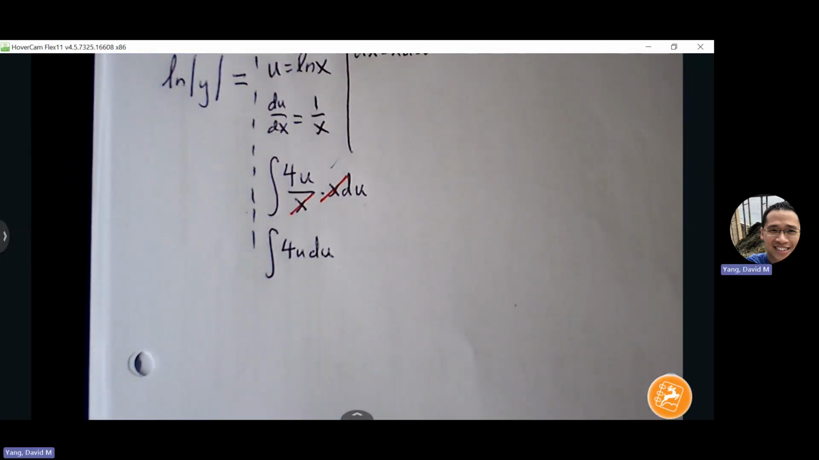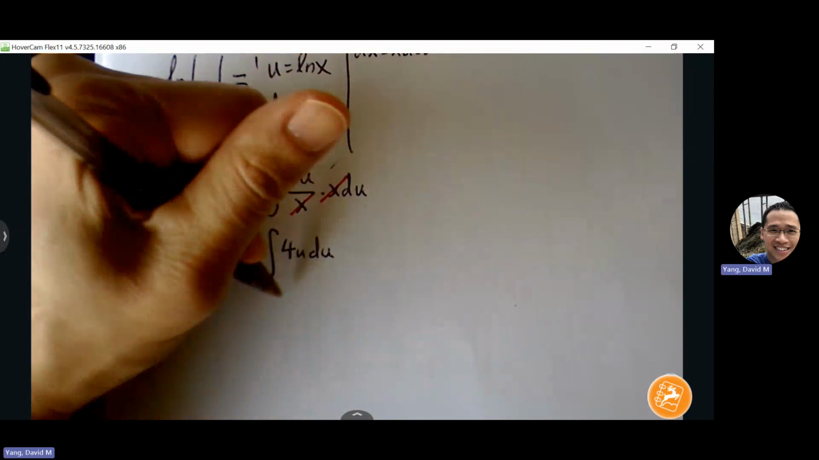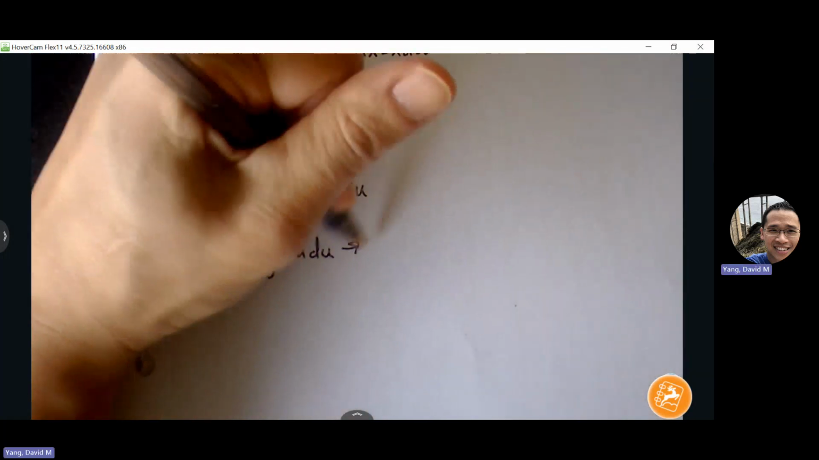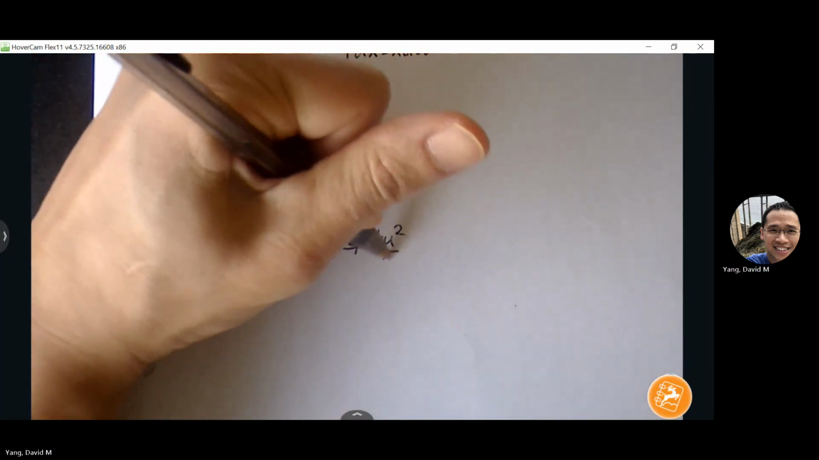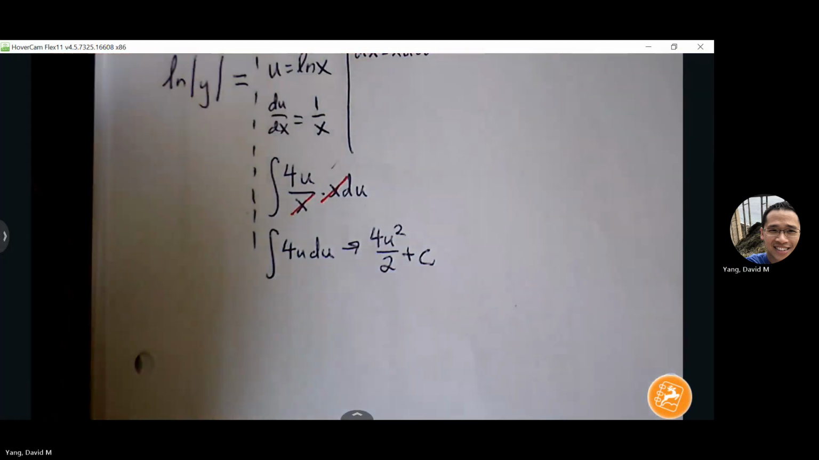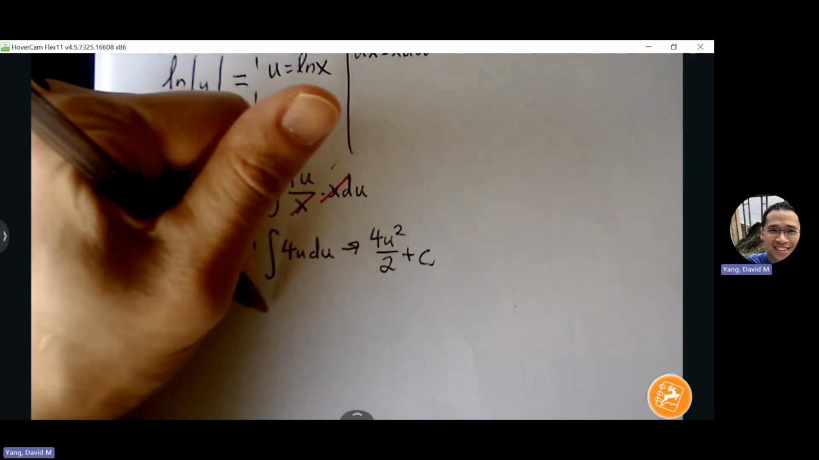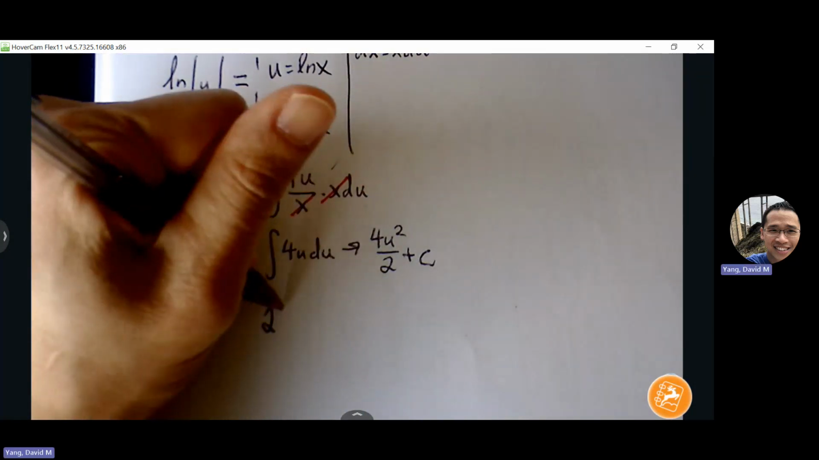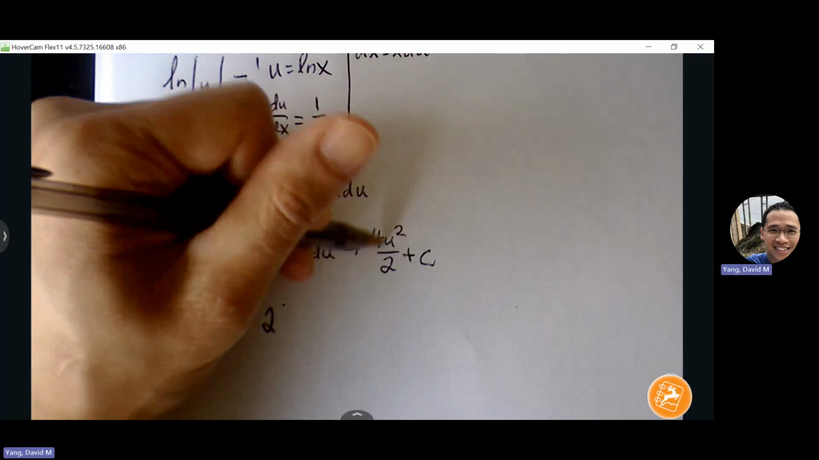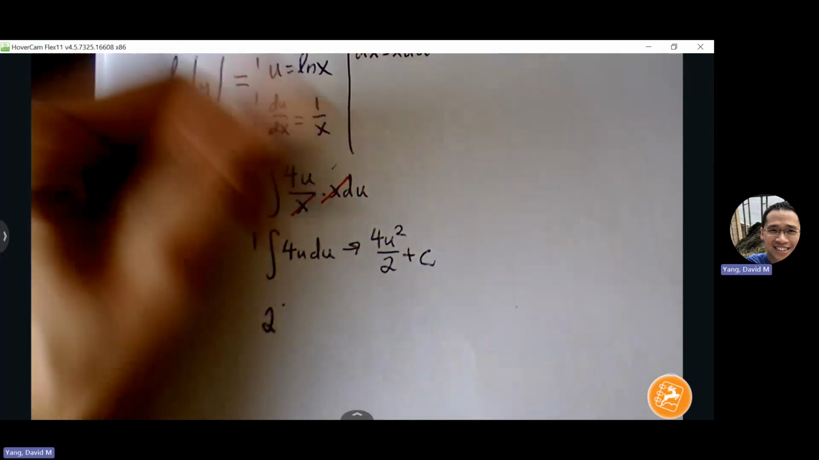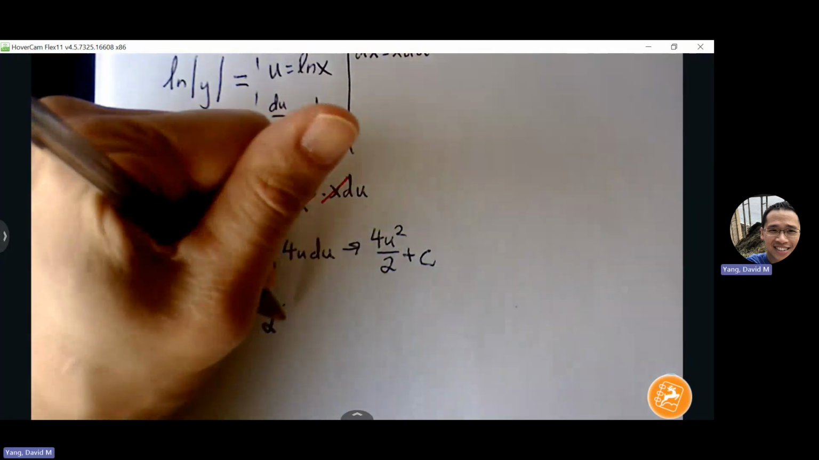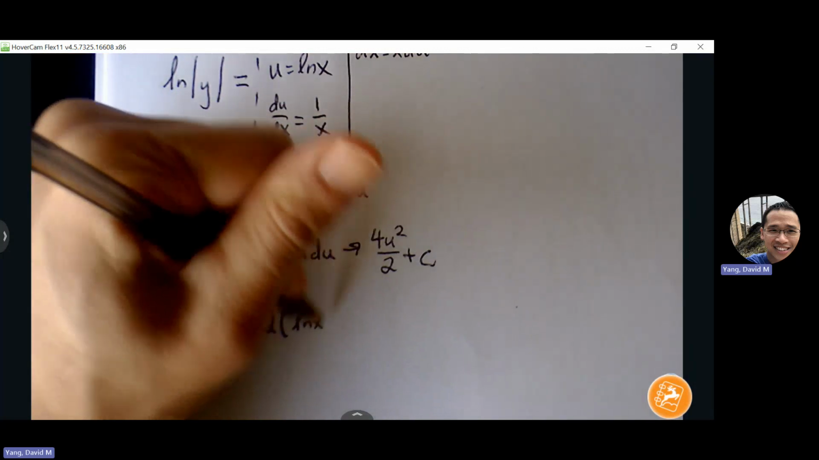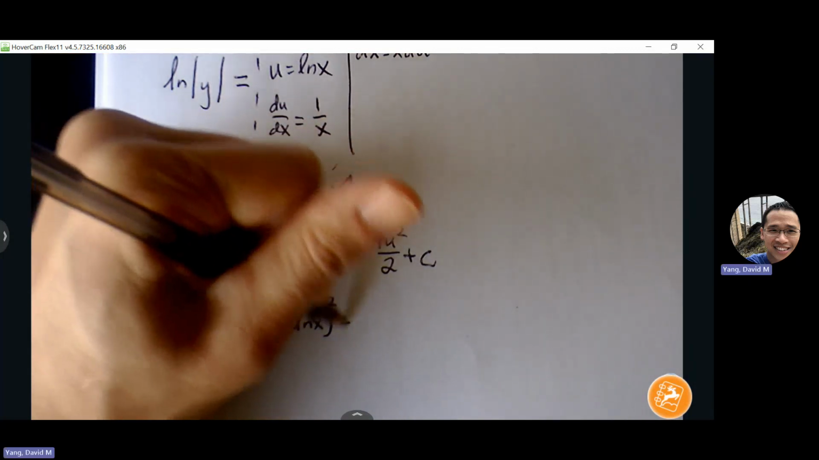What rule can we handle with 4u du? Our power rule, yeah. 4u becomes 4u squared over 2, plus c. The 4 and 2 can reduce. What can I bring back into the problem? Yep, the x replacement that we made initially. So u equals natural log of x. Natural log of x, quantity squared, plus c.